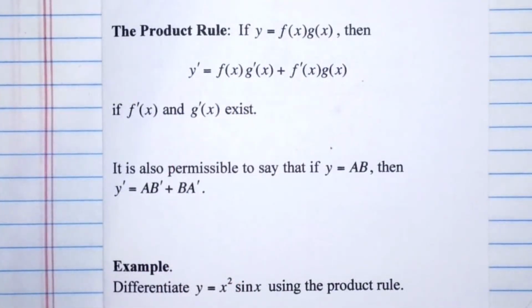So the product rule, sometimes known as Leibniz rule for the discoverer: if y equals f of x times g of x, then y prime equals f of x times g prime of x plus f prime of x times g of x, provided that f prime of x and g prime of x both exist. Sometimes I will write this way: if y equals ab, then y prime equals ab prime plus ba prime.